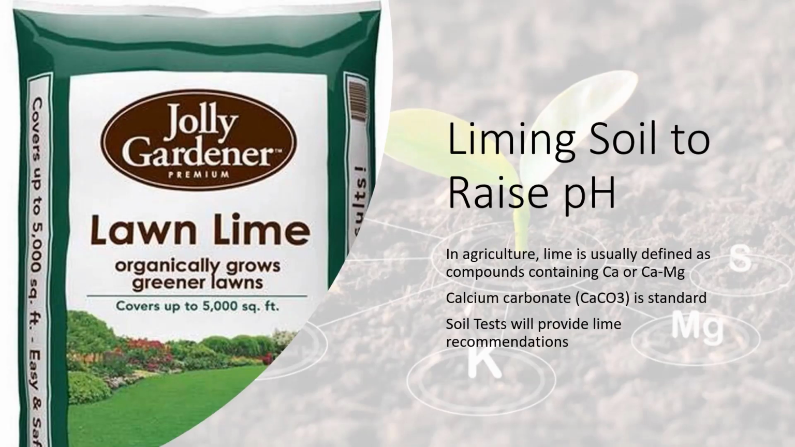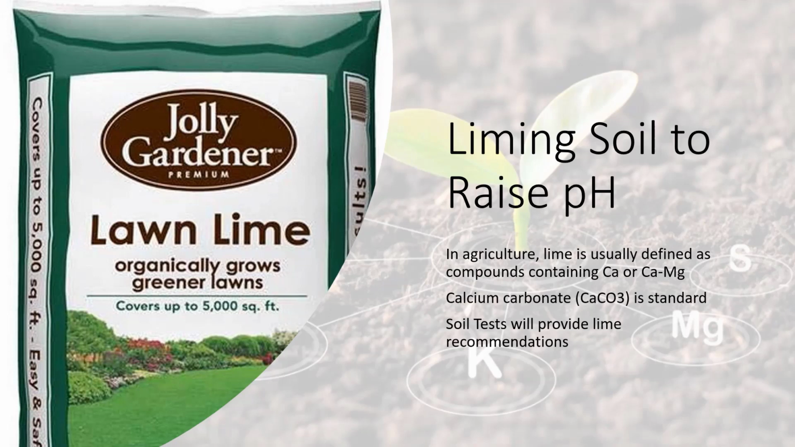So if we had a very acidic soil and we need to raise the pH of our soil, which is most often the case, at least where we're found, you can apply lime. In agriculture, lime is usually defined as compounds containing calcium or calcium and magnesium. Calcium carbonate is kind of the standard when we're talking about liming soils. If you were going to do this on your lawn or your ag field, you would get a soil test, and that soil test would provide you recommendations.